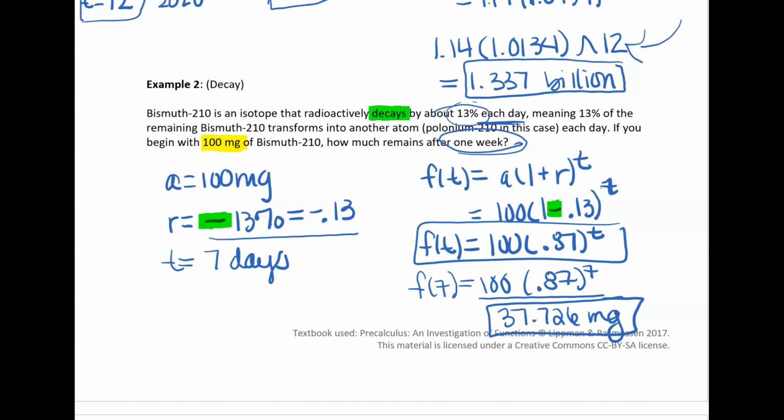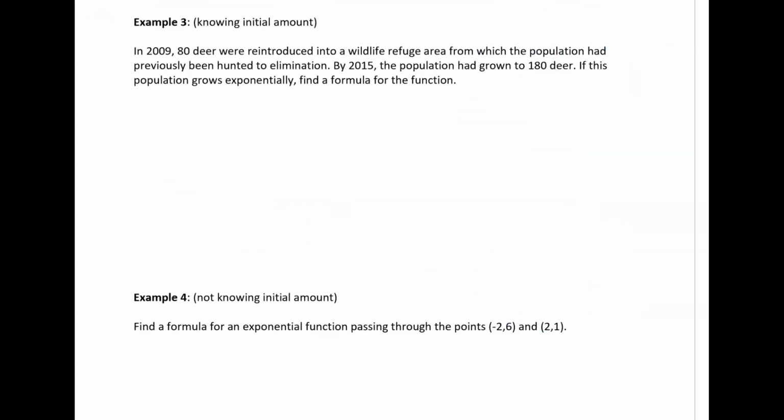Let's do another one. Let's look at this example here. With this example, we're going to look at, again, another kind of population one, but now we're going to be looking at a population of something else. With this one, we're going to look at the population of deer. And it says in 2009, 80 deer were reintroduced into a wildlife refuge area from which the population has previously been hunted to elimination. By 2015, the population had grown to 180 deer. If this population grows exponentially, find a formula for the function.